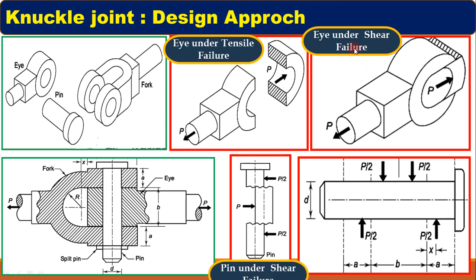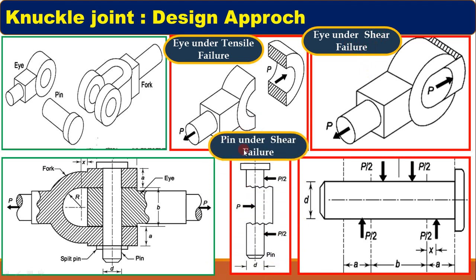Similarly, this type of failure of the pin is called shear failure. It is because of shear stress. And the last one, this type of failure of the pin, is because of the bending stress, so we consider this as the pin under bending failure. In this way, we have to apply the different types of failure modes to one part, and we have to write the stress equation for that corresponding part in order to get the dimensions. So this is about the design approach which is used to design the knuckle joint.